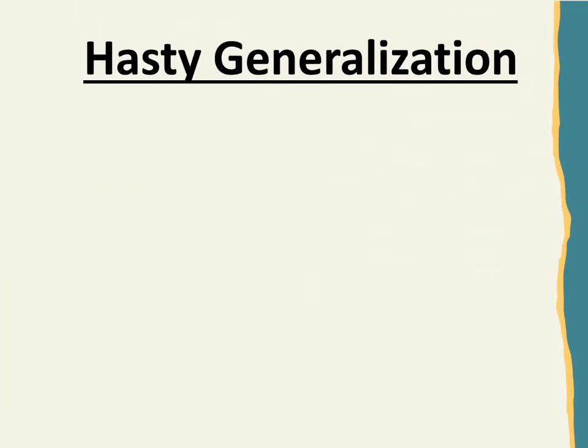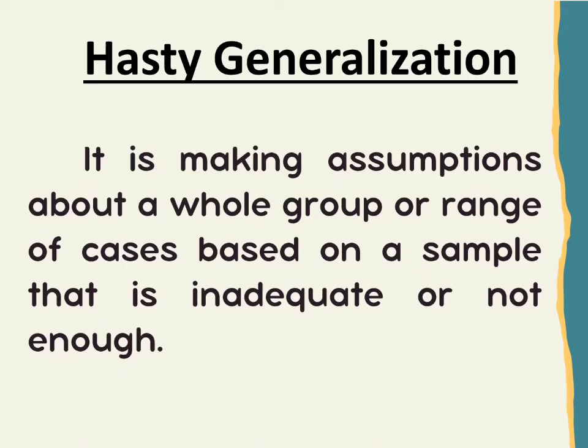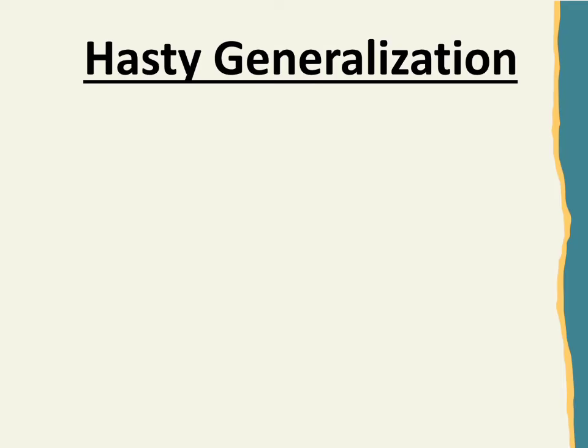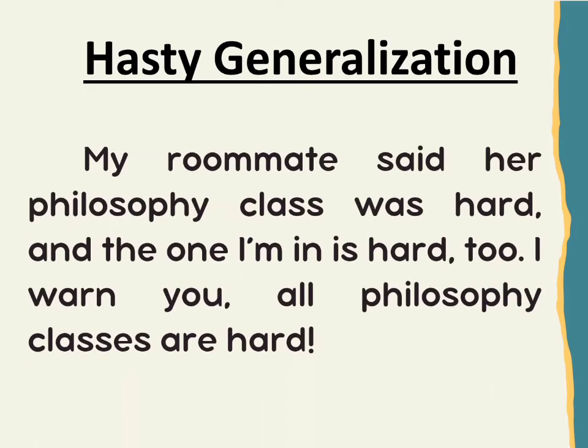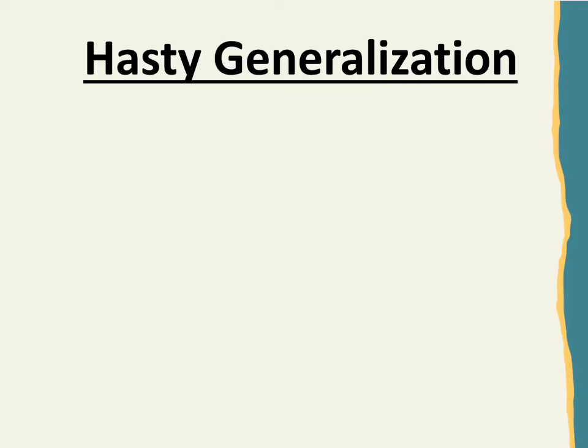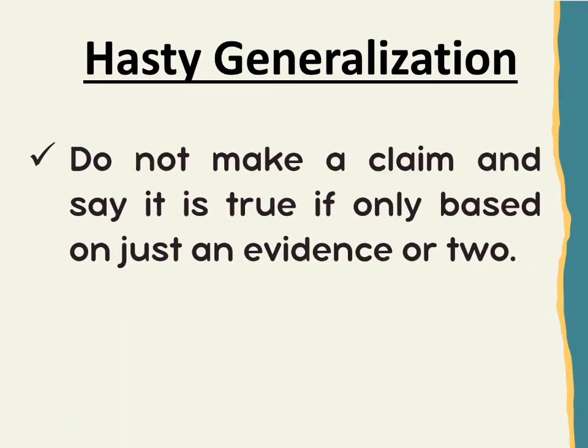The first is hasty generalization. It is making assumptions about a whole group or range of cases based on a sample that is inadequate or not enough. Example, my roommate said her philosophy class was hard, and the one I'm in is hard too. I warn you, all philosophy classes are hard. To avoid hasty generalization, do not make a claim and say it is true if only based on just an evidence or two.